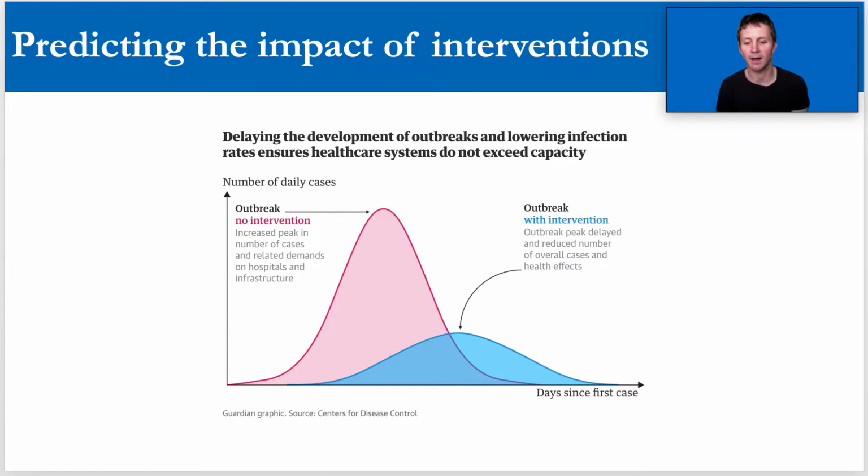So here is an example. You've seen lots of versions of this graph, I'm sure. This one is from The Guardian. If we take an instance where we've got no intervention, we have a much larger number of cases at a given point. Whereas if we flatten the curve and we spread those cases out, we get a reduced number overall, and more importantly, we don't exceed the capacity of a healthcare system. So what models aim to do is to simulate some sort of intervention and look at how that affects the shape of these curves.